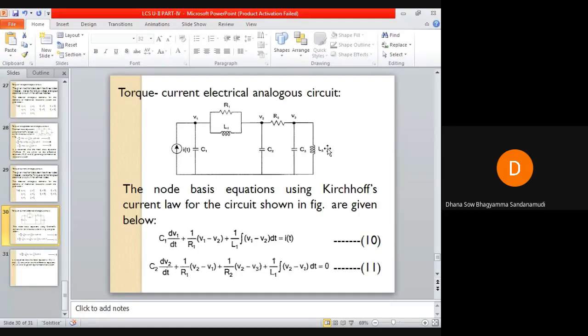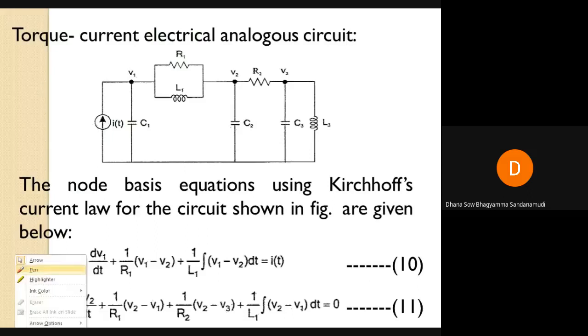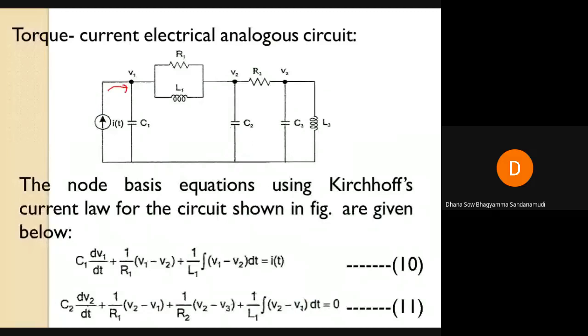Now this is my electrical circuit, the torque-current electrical analogous circuit. Now I must write down the nodal equations. Since 3 nodes are there, I will get 3 nodal equations. Let us consider node 1. At node 1, there is a current source connected. I will assume current is entering through this current source towards the node, and current is leaving to C1, to R1 and L1. So you will get 3 leaving currents and 1 entering.